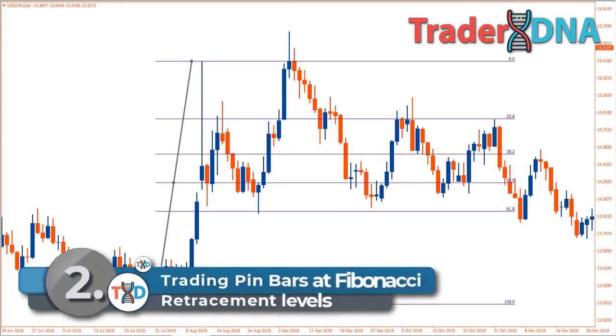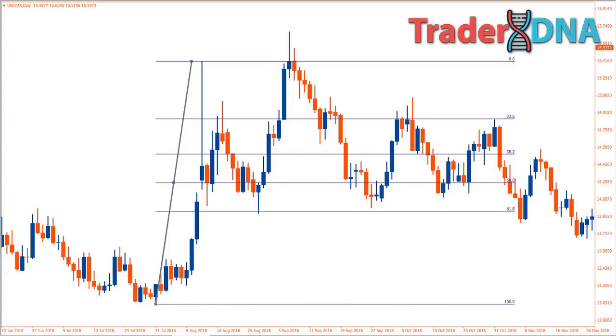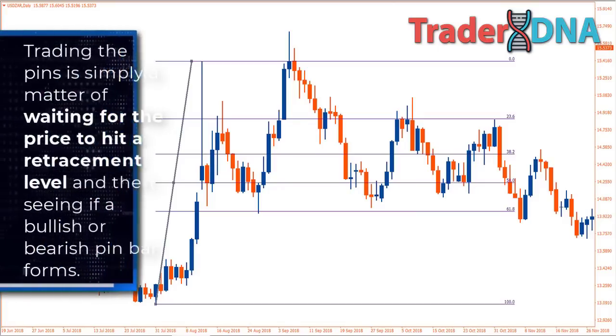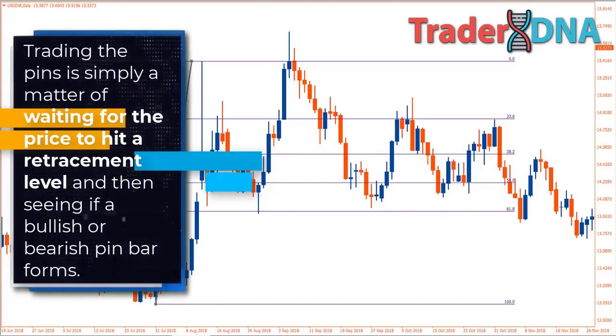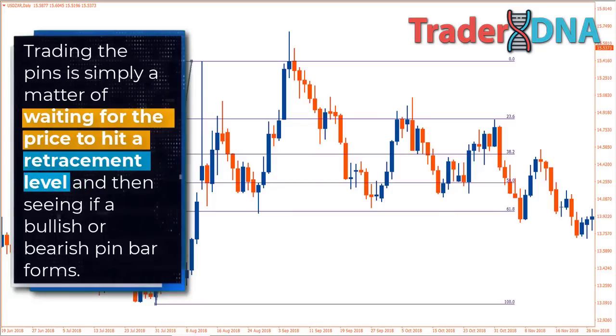Strategy number 2. Trading pin bars at Fibonacci retracement levels. You can also trade pin bars at Fibonacci retracements. You won't get as many trades as trading them at support and resistance levels because retracements don't occur that often. But the trades you do get will have a higher probability of being successful, which still makes it a worthwhile strategy. Trading the pin bar is simply a matter of waiting for the price to hit a retracement level and then seeing if a bullish or bearish pin bar forms.